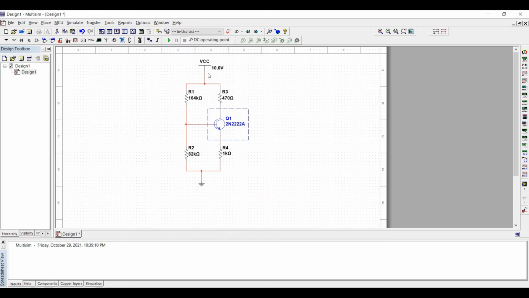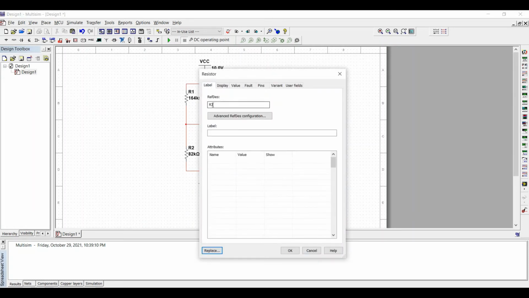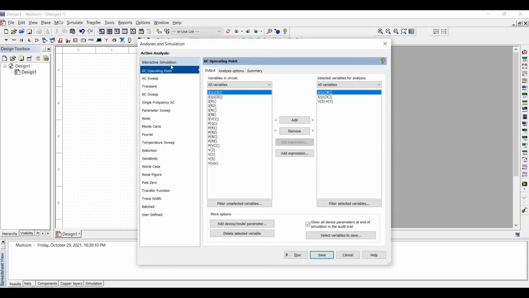And after that, I think you know how to change the value of your resistors. I'll just change the label. This is RC. This is RE. So the practical circuit is here. It is ready to be implemented. Go to over here. You will be having interactive simulation.